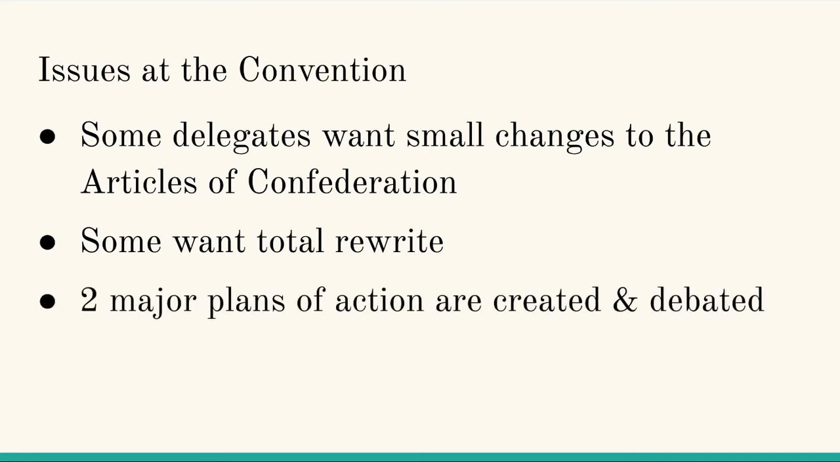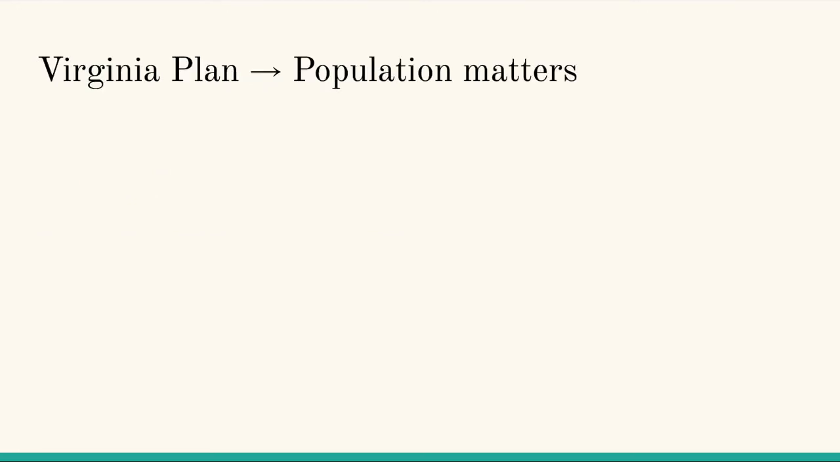What they come up with after lots and lots of debate is two plans of action. They create these different ideas and then they debate them and debate them and debate them and kind of halt the debate for a little bit because no one is willing to budge. The first of these plans is called the Virginia Plan. It's pretty important that you know that the Virginia Plan is all about population. So take a minute, write that down.